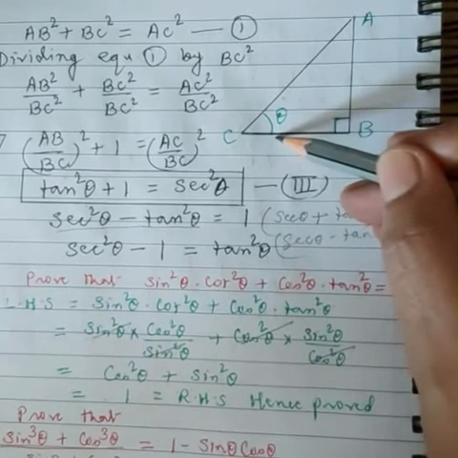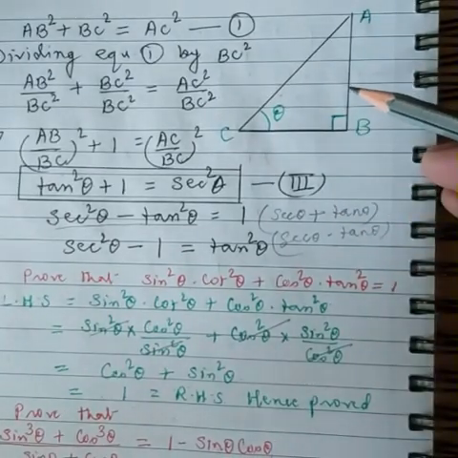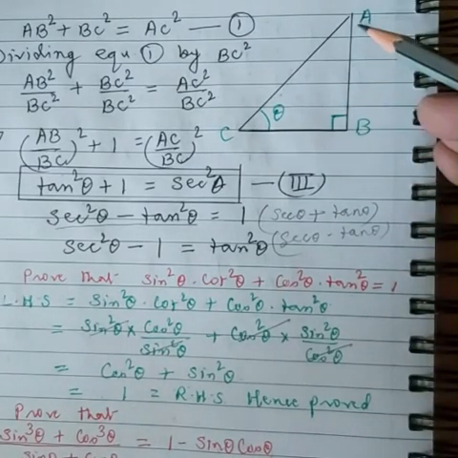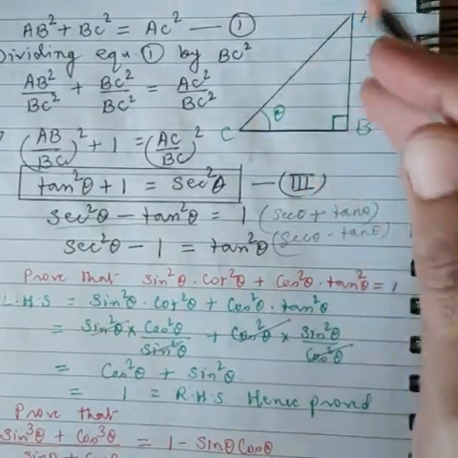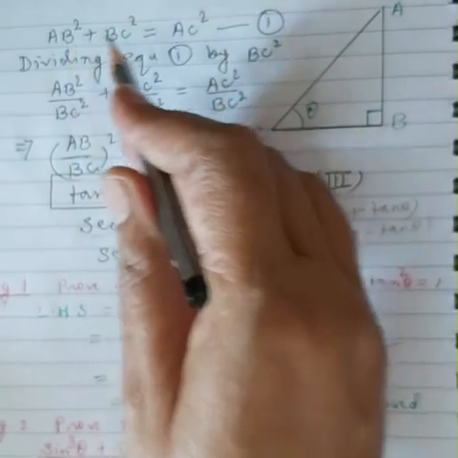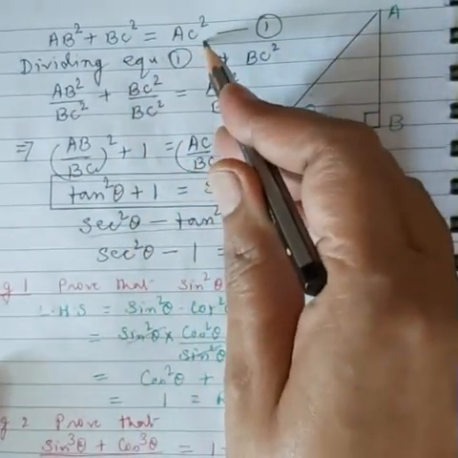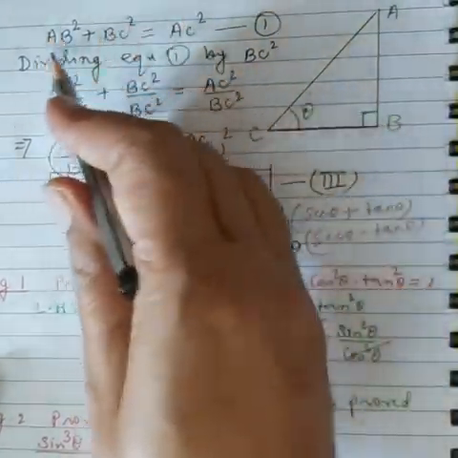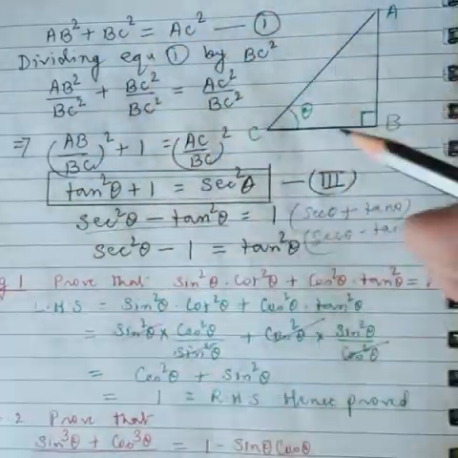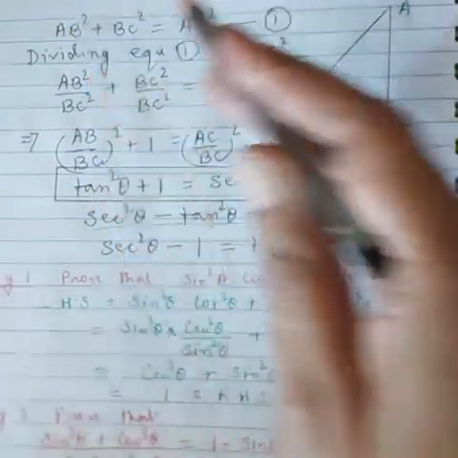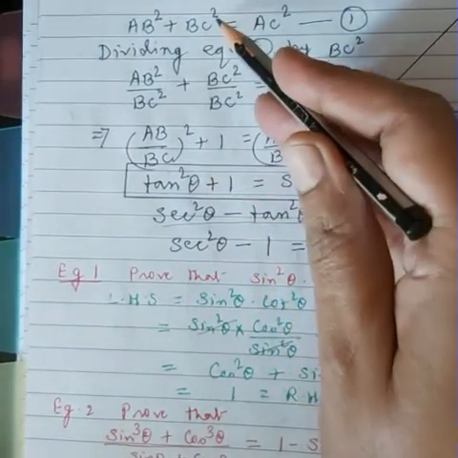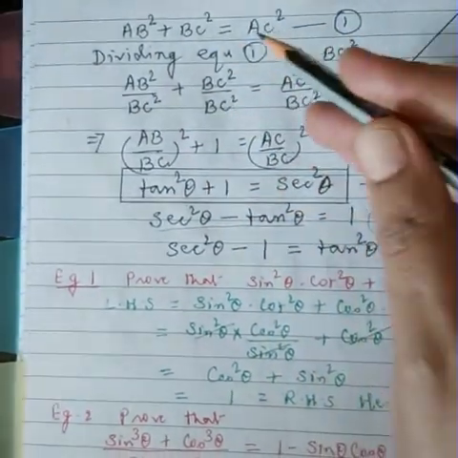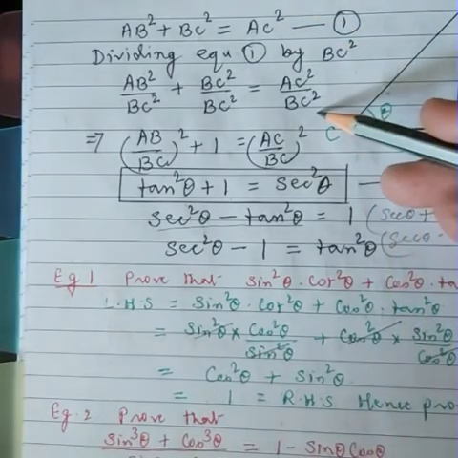This angle is theta. And we know that using Pythagoras theorem you can write AB square plus BC square is equal to AC square. So what is here? AB square plus BC square is equal to AC square. Now divide the whole expression by BC square. So if we divide AB square by BC square, it is equal to AC square by BC square.